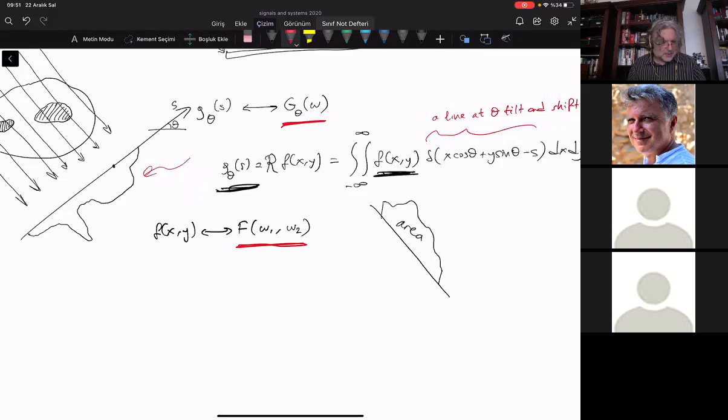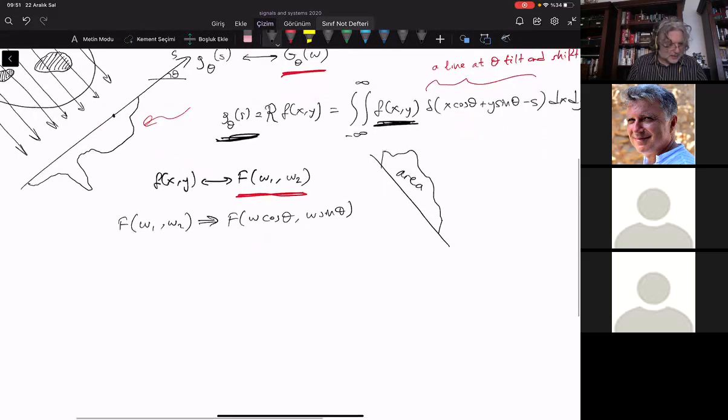And the way to see it is the following. They correspond to the same thing, but they have different notations. One of them is g sub theta of omega. The other one is F of omega 1, omega 2. So how can we relate those two entities? For that, we have to write F of omega 1, omega 2 in the format of F of omega cosine theta, omega sine theta. This is a polar coordinate way of writing things.